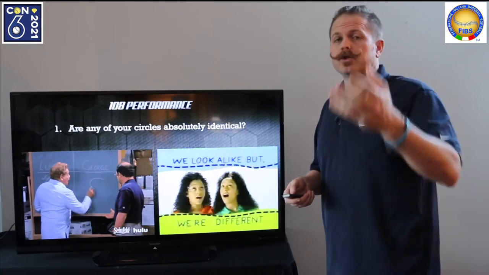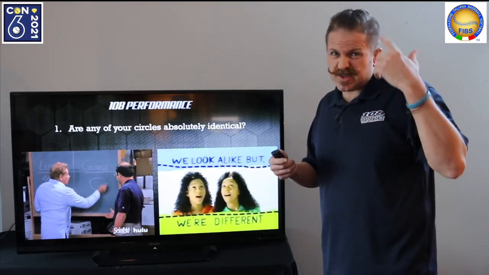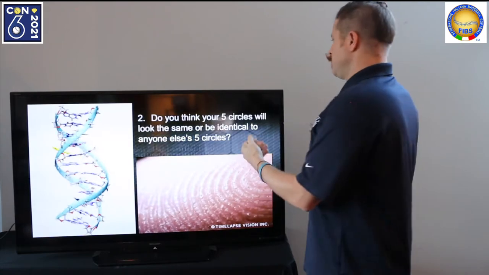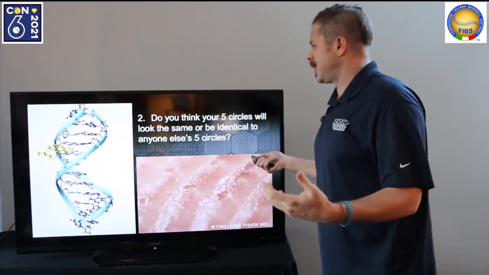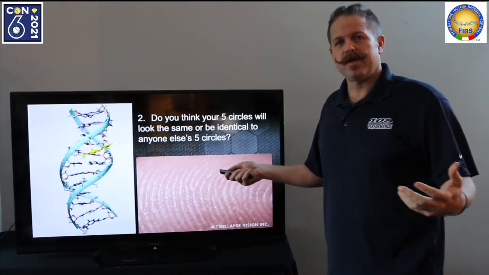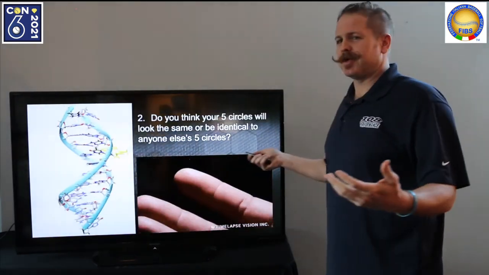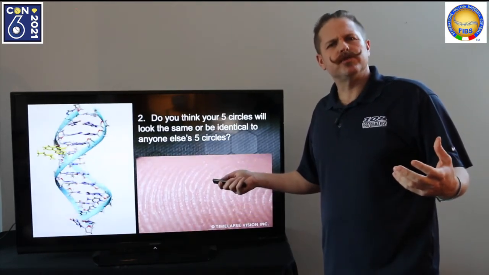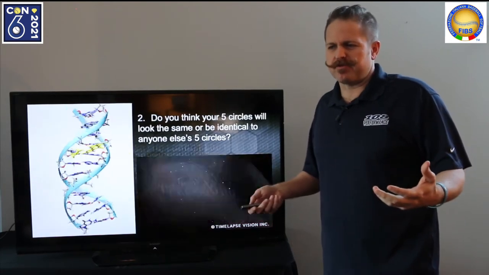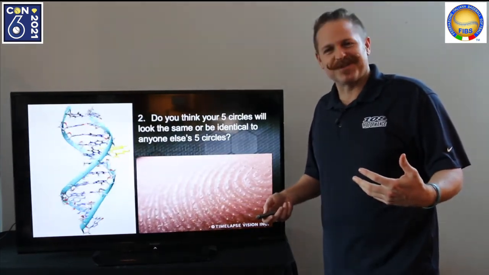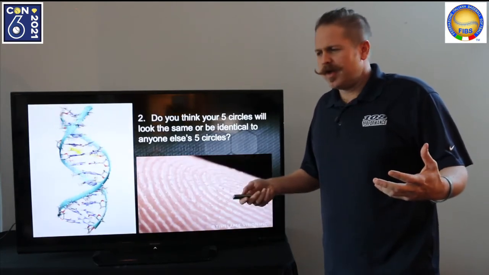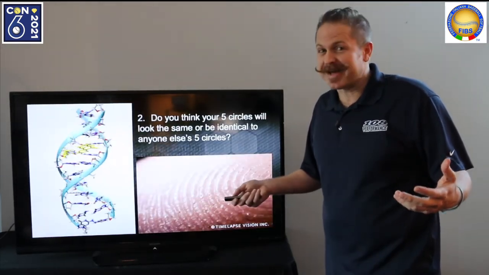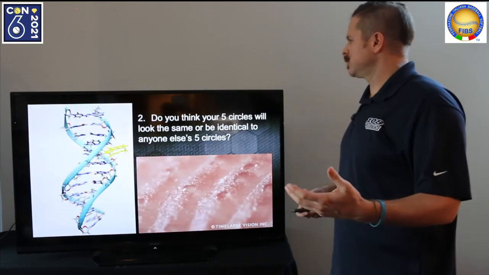And mine are going to look drastically different than yours because we have different understandings in our brain, different mental maps about what that circle is, okay? Now, this brings us to number two. Do you think your five circles will look the same or be identical to anyone else's? No, of course not, right? It's just like DNA and fingerprints, okay? Generally the same concept, small differences. While the human body is different for everybody, we all are comprised of many of the same components, right? And while we're all over the world right now in different temperature environments, all of our internal body temperature is roughly 98.6, right? But it's not exact. There's variation, there's bandwidth, okay?